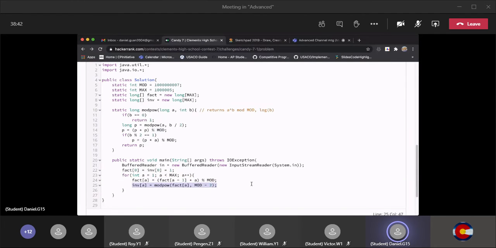Inverse of a number x is equal to x to the power of mod minus 2 when the mod is prime, and 10 to the power of 9 plus 7 is prime, so you can use that. And I'll just write down the definition of inverse.